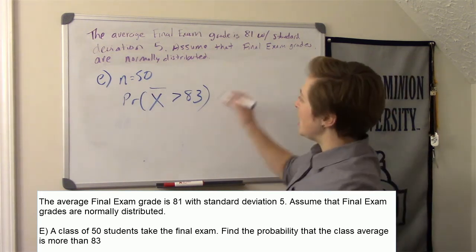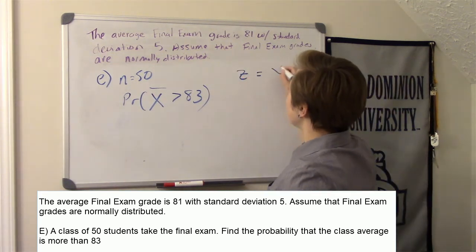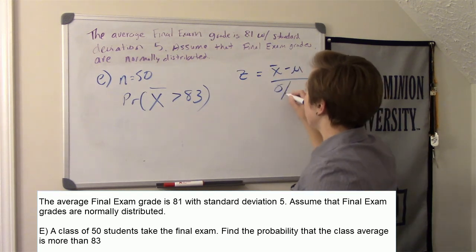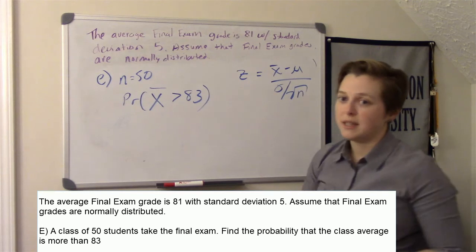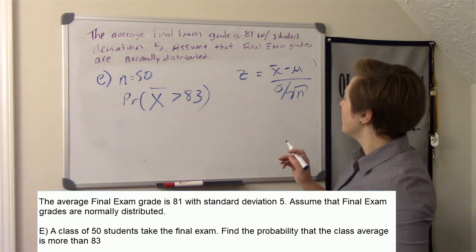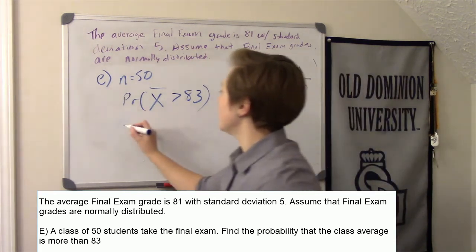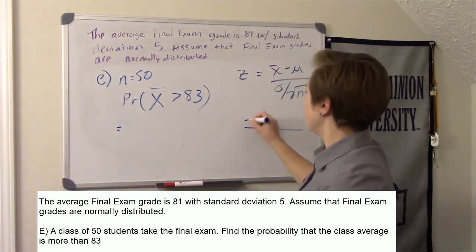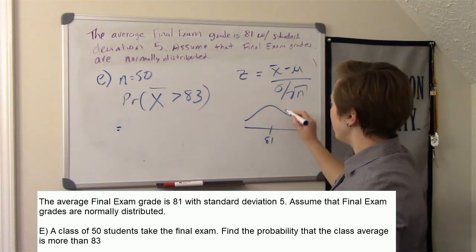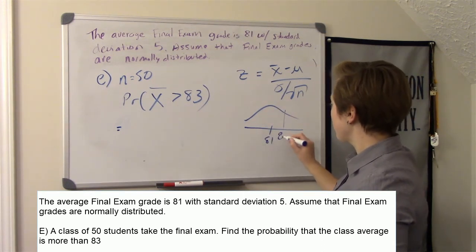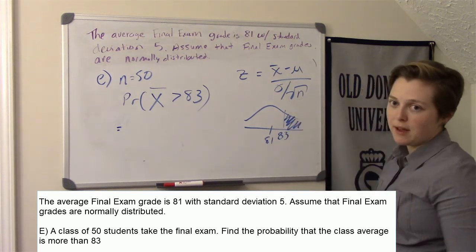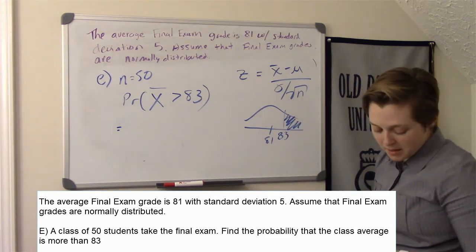Okay, this changes the conversion to Z. Otherwise, everything else stays the same. When I do this conversion, I always like to draw it out. Here in the center is 81. Here's 83 over here. More than 83 is this area here. So I'm expecting a rather small probability, right?